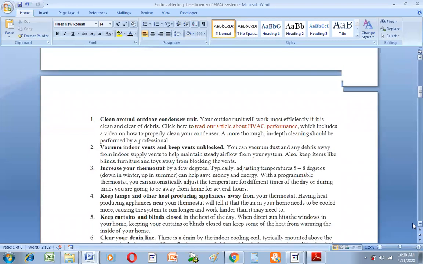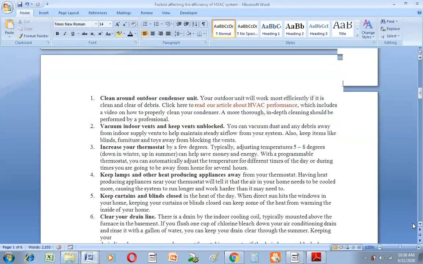Then increase your thermostat. That thermostat setting we have already learned, so that by setting a thermostat we can easily increase the efficiency. The next one is keep lamps and other heat producing appliances away. We have just seen the example of incandescent lamps, that we have to keep these lamps away, or even we can avoid the incandescent lamp which produces more heat. Instead, we can use light emitting diode LED lamps for the illumination purpose in the room. And even we have to keep these things away from the thermostat.